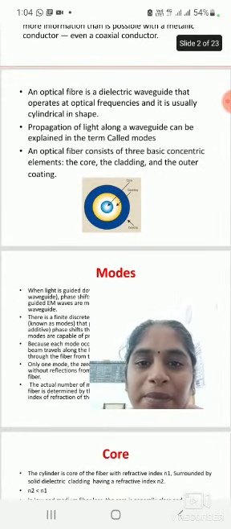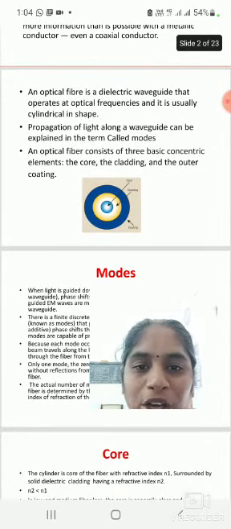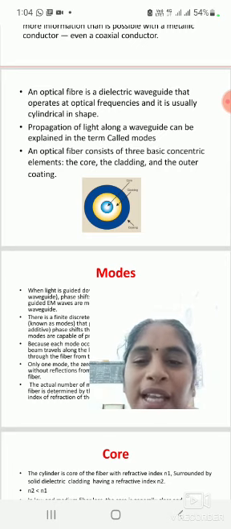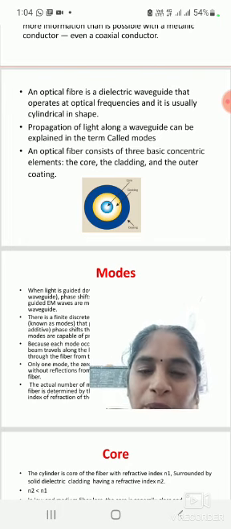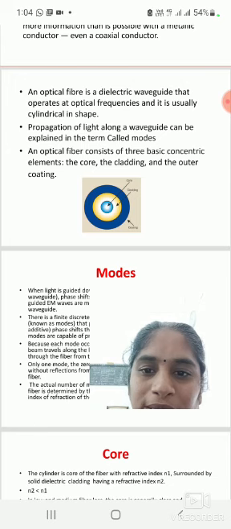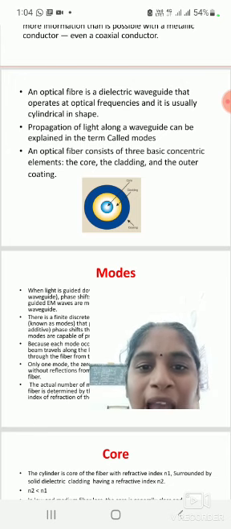An optical fiber is a dielectric waveguide that operates at optical frequencies, and it is usually cylindrical in shape. Propagation of light along a waveguide can be explained in terms called modes. An optical fiber consists of three basic concentric elements: the core, the cladding, and the outer coating.